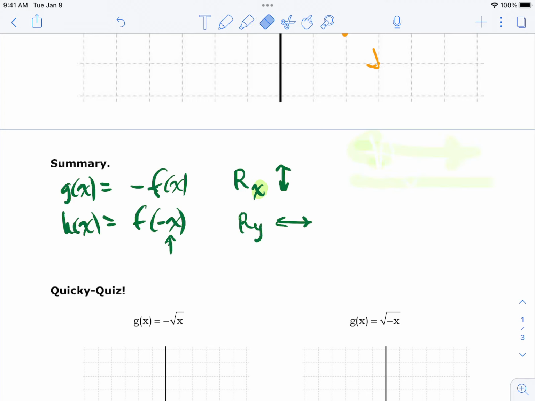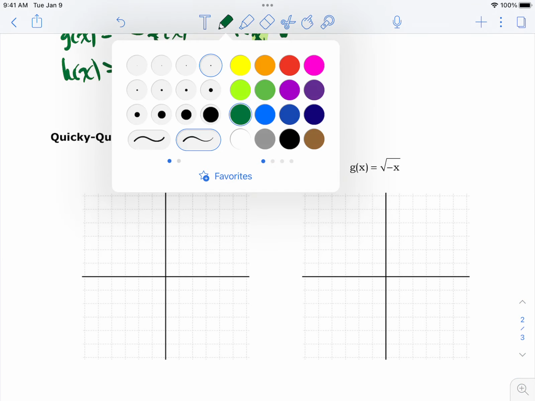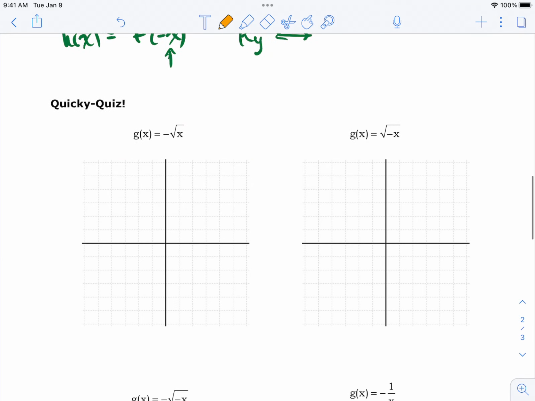No, be careful, be careful. A reflection over the x-axis means you're reflecting over the x-axis, which means things up are going down and things down are going up, and so on. So anyway, that's our nice summary.